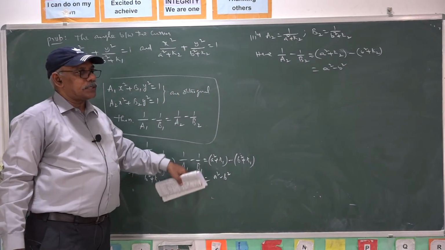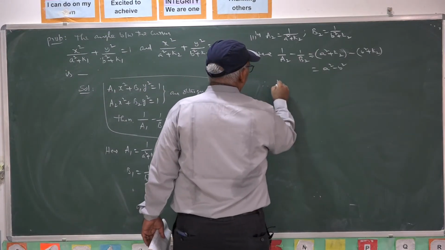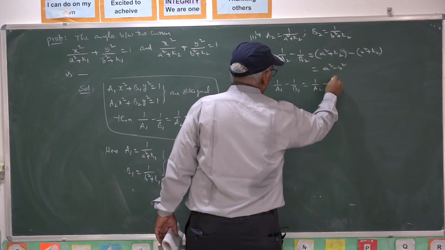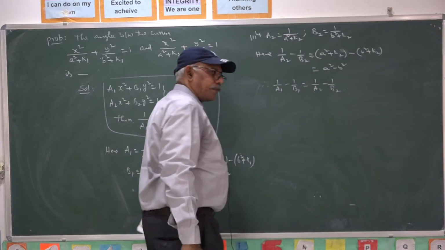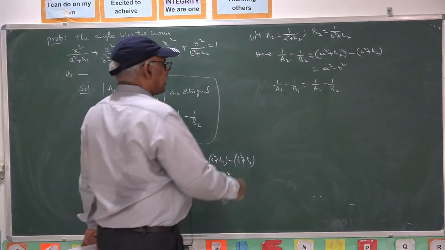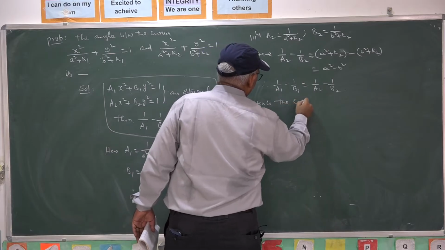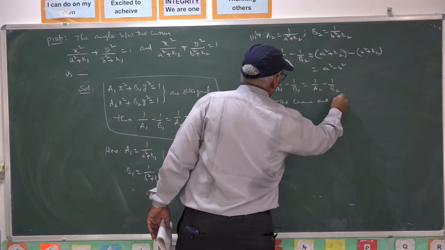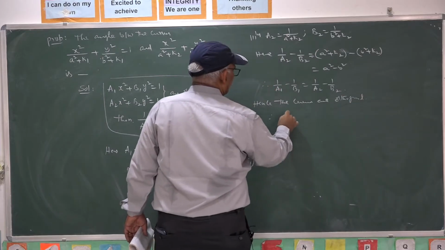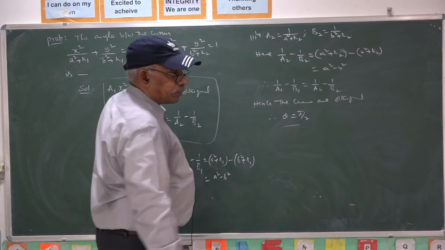So 1 by a1 minus 1 by b1 is the same as that of 1 by a2 minus 1 by b2. This one follows for the curves. Both are ellipses, concentric ellipses. Hence the curves are orthogonal. The angle, therefore theta, is pi by 2. The angle between the curves is pi by 2.